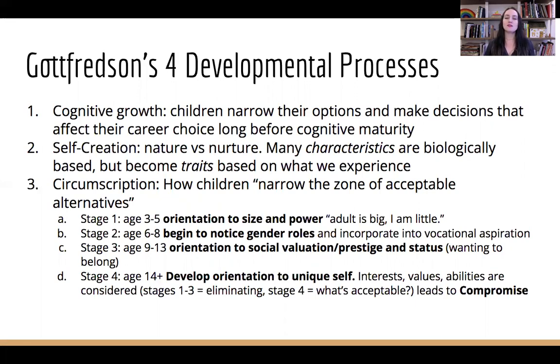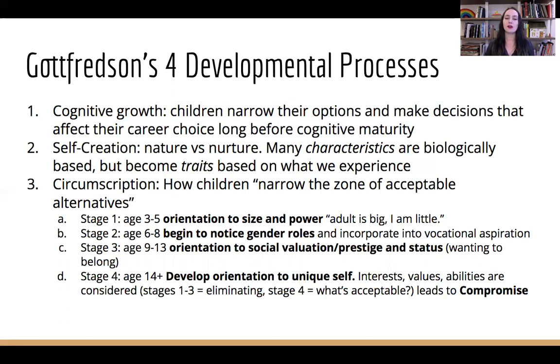2 is the idea of self-creation. This is related to nature versus nurture. So many characteristics are biologically based, embedded within us, but become traits based on what we experience in the world. The third is circumscription. So how children narrow the zone of acceptable alternatives. I think of this as children kind of drawing a boundary around what they can and can't do.